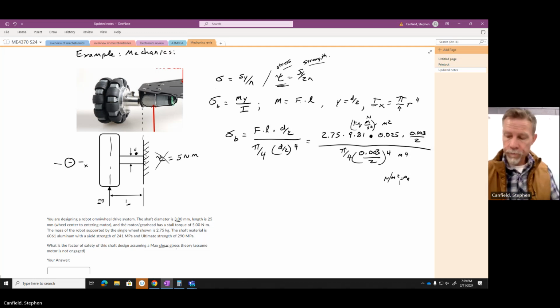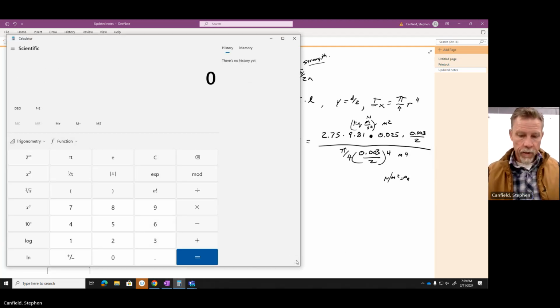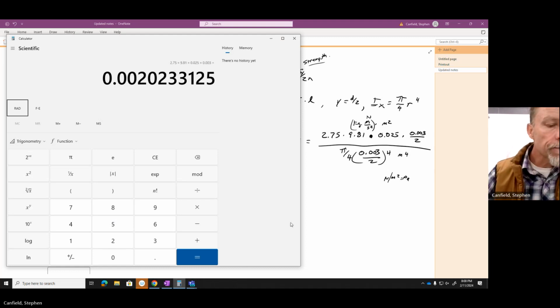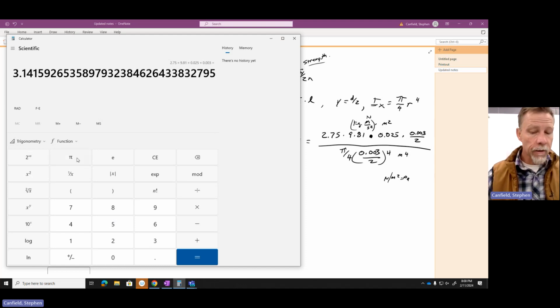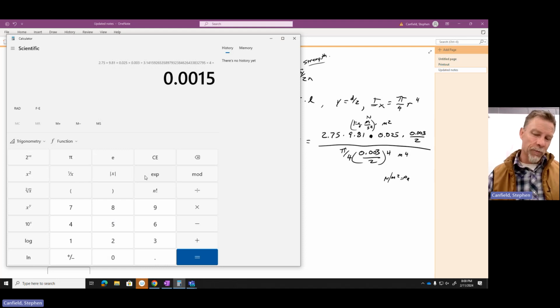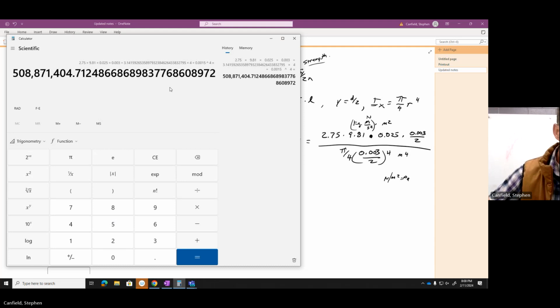All right, let's put in those values. So I lost my pen. Okay. So I get 2.75 times 9.81 times 0.025 times 0.003. That's all my numerator. I divide that by my denominator, pi times 4, divided by 0.0015 raised to the 4th. It seems pretty large. Well, I see we forgot to divide that 0.003 in the numerator by 2.